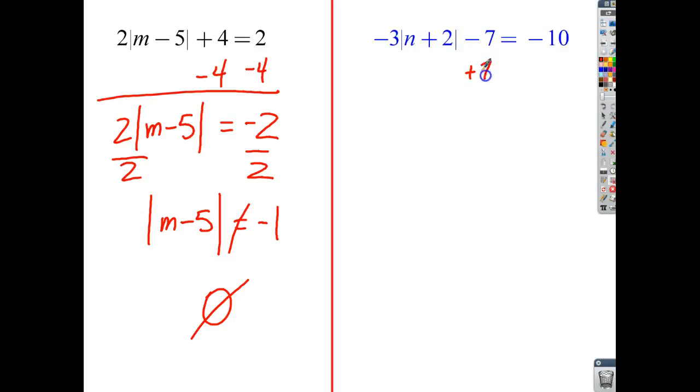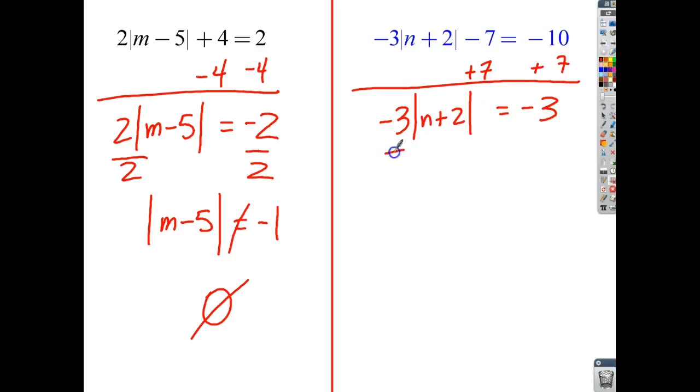Let's try. So first I'm going to add 7 to both sides. And so we're going to get the absolute value of this number, some distance from 0, then we're going to multiply by negative 3, and we're supposed to end up at negative 3. So now let's divide by negative 3, just like we would with any other variable, and we're going to get the absolute value of n plus 2 is equal to positive 1.